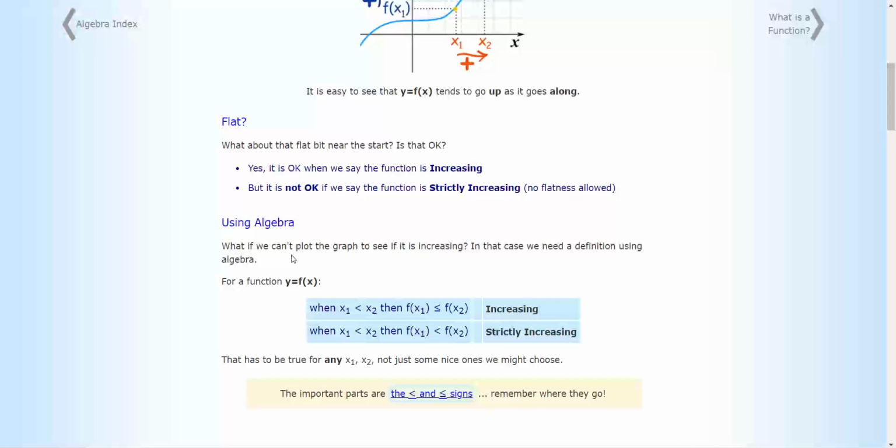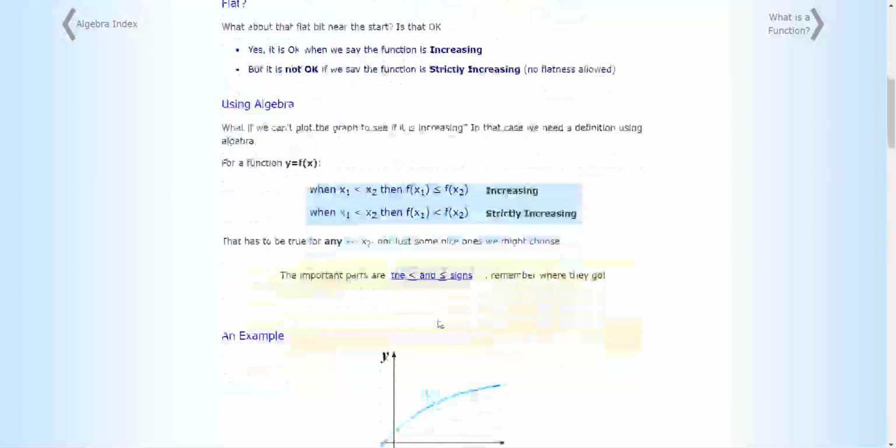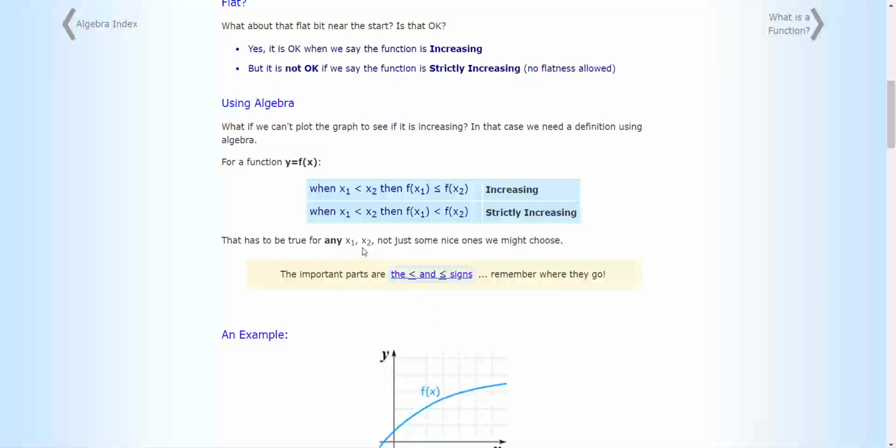What if we can't plot the graph to see if it's increasing? In that case, we need a definition using algebra. So y equals f of x, that's something we know. When x1 is less than x2, then f of x1 will be less than f of x2. Okay, this has to be true for any x1 and x2, not just some nice ones we might choose.